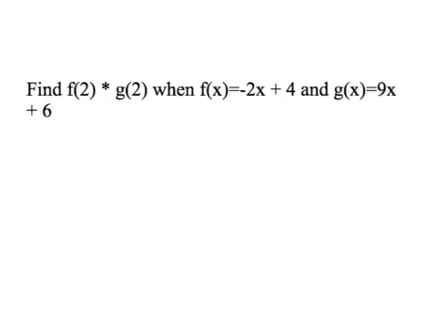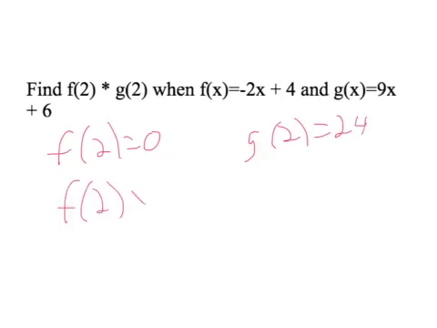Go ahead and pause the video to do the multiplication. So once again, we found f of 2 to be 0. We've already found g of 2 to be 24. So I'm doing f of 2 times g of 2, which would be 0 times 24, which is just 0.